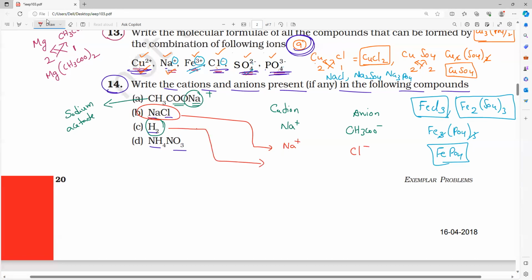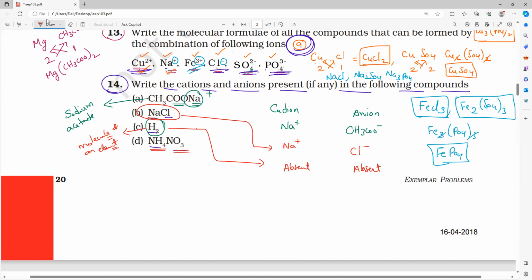H2. What ion? Absent. No ion is present. It is a molecule. It is not a compound. It is a molecule of an element, not a compound.